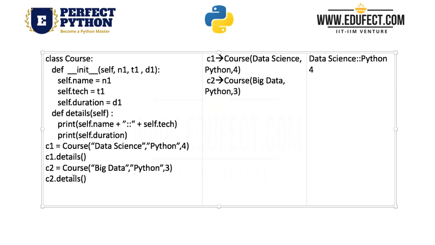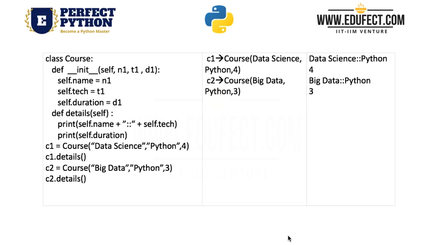So when we say c2.details, the method details is being called for the object c2. Now when we say print self.name, self here is referring to c2. So what we'll get is big data colon Python, and when we in the next line say print self.duration, 3 will get printed. So here again we were able to create a method and use it.